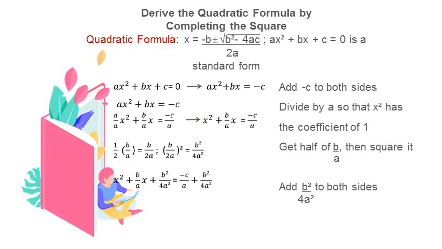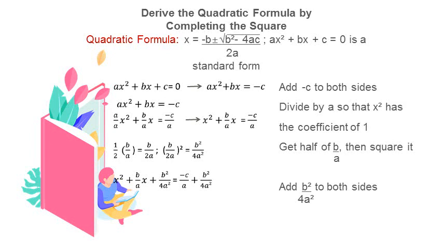Then we have ax squared plus bx is equal to negative c. So we will divide both sides by a so that x squared has the coefficient of 1. So it will become x squared plus b over ax is equal to negative c over a. Then get half of b over a, then square it. So half of b over a, we have b over 2a, then square it, so it will become b squared over 4a squared.